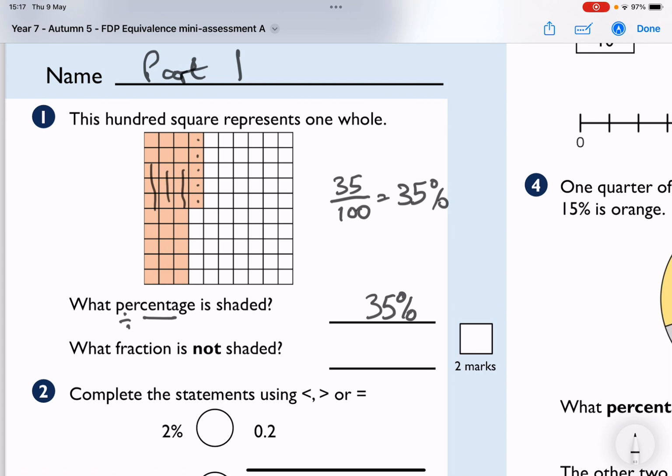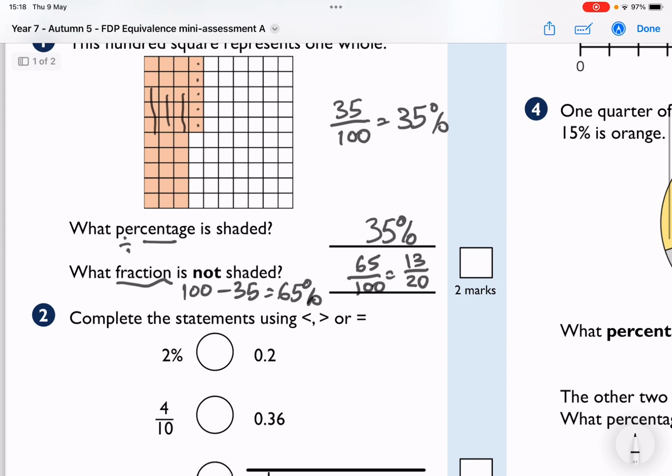What fraction is not shaded? Well, the rest, 100 take away 35 is 65%. Always read the question: fraction, 65 over 100. I could simplify that, and if I did, I'd divide by 5, which would give me 13 over 20. But I don't always do that unless it's asked. If you made a mistake on it, of course, you could lose some marks. So only do it if you're asked to.